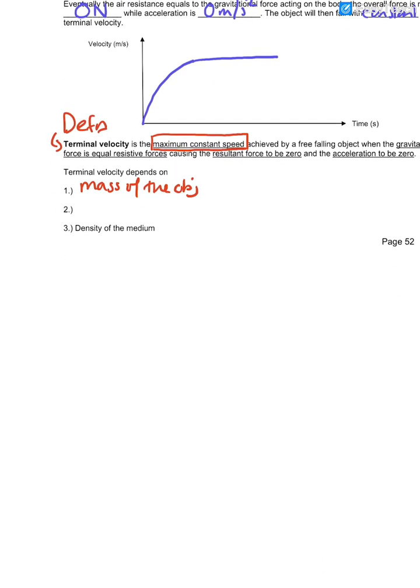Sometimes they give you 2 graphs like that. So this one will be the smaller mass.